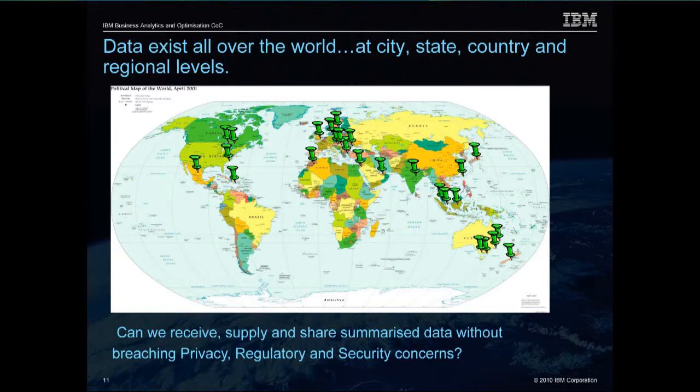Of course, data exists all over the world, in any state, city, country, and regional levels. This is just a sort of example with the pin holders. So obviously, there's a lot more, and they're all interconnected. And if it did that, then it'd just be one kaleidoscope of things. So the question here is: can we receive, supply, and summarise data without breaching privacy, regulatory, or security concerns?